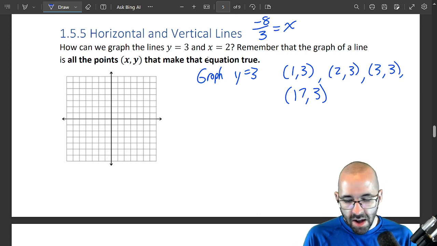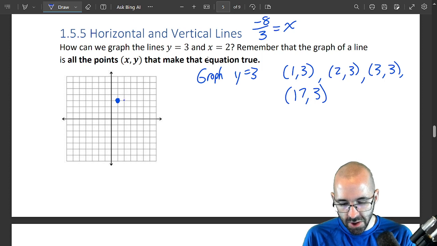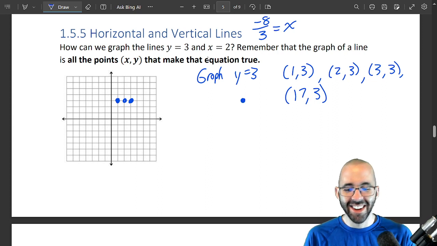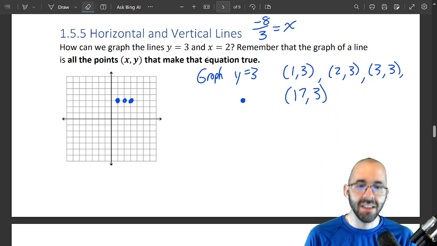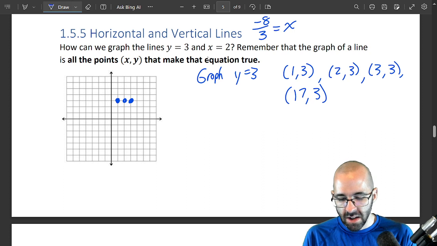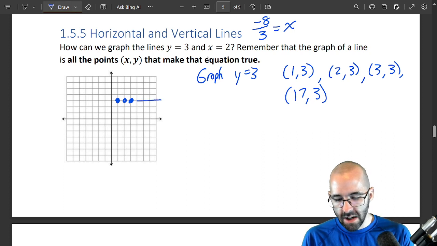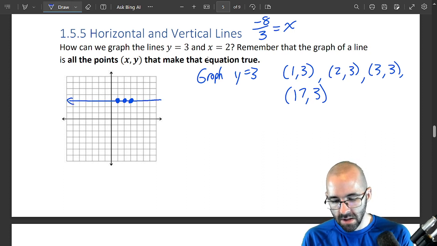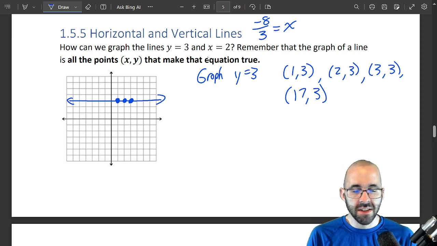So if we want to graph this line, let's just graph all these points: (1, 3), (2, 3), (3, 3), (17, 3). It's a horizontal line. We just connect the dots. That's what we get.